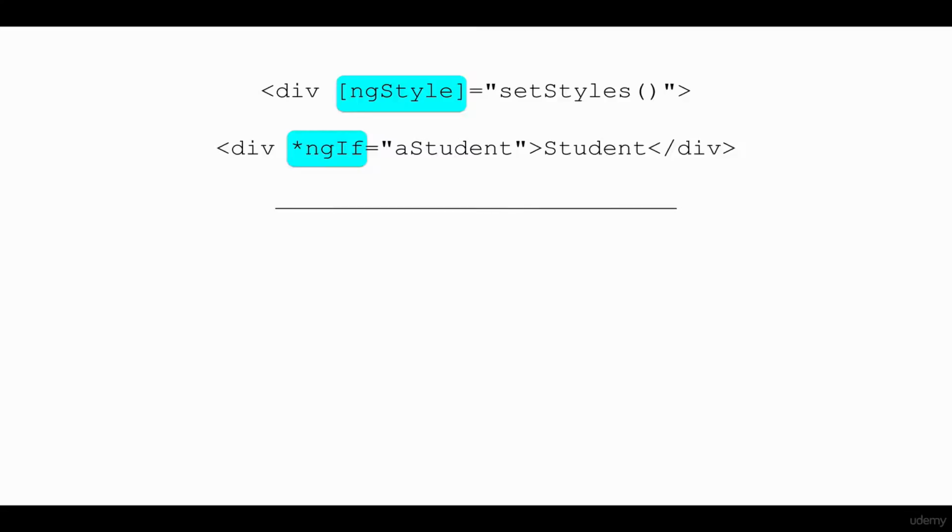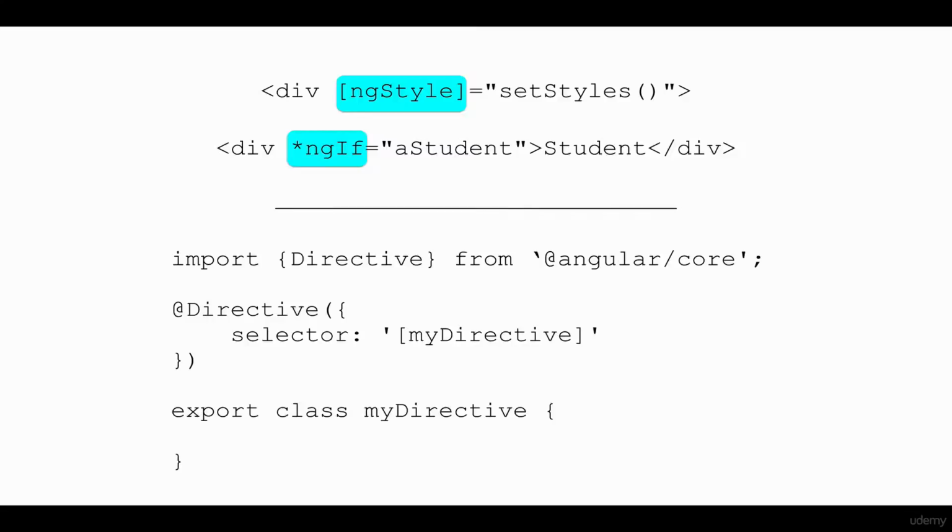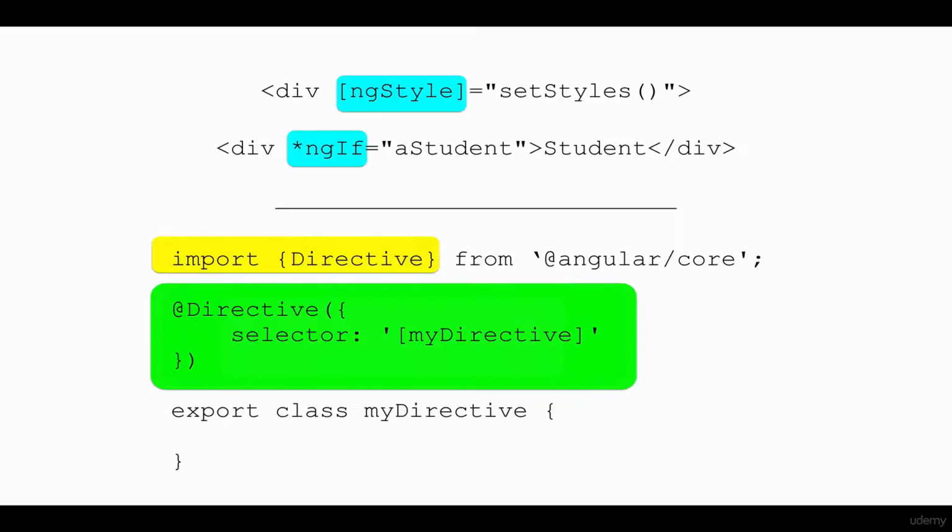Now, here's an example in TypeScript. First, you have to import the directive from Angular core. Then second, you have to add the directive decorator on your class.